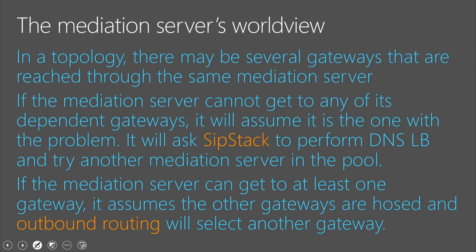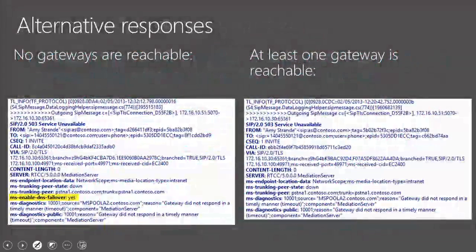And we do a little bit more efficient routing just within SIPStack to try a different mediation server for DNS load balancing. If it can get to at least one, then it assumes that gateway is down because I can get to others, they're responding. So it's not my network. In that case, it returns a slightly different error code. And outbound routing selects another gateway. The end result is the same.